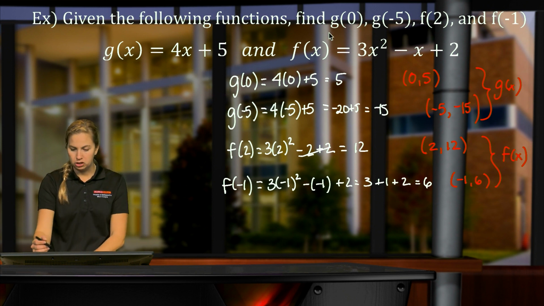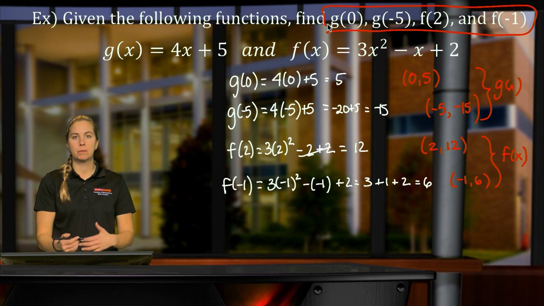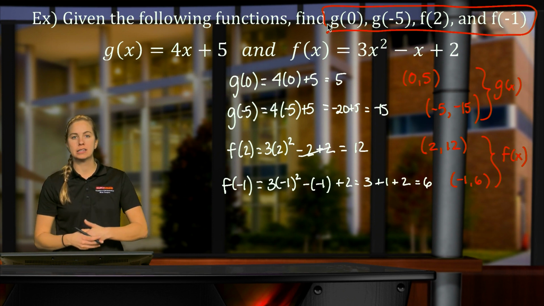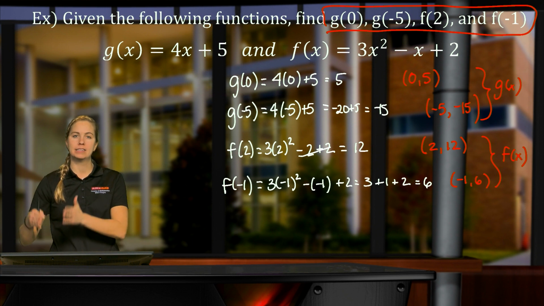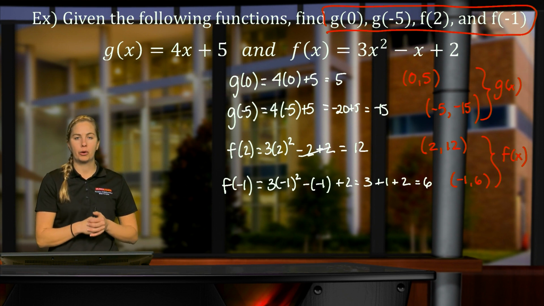Anytime you see notation like this, they're not asking you to multiply g times whatever that number is. That is a notation indicating that you're taking the value inside parentheses and plugging it in for your variable.